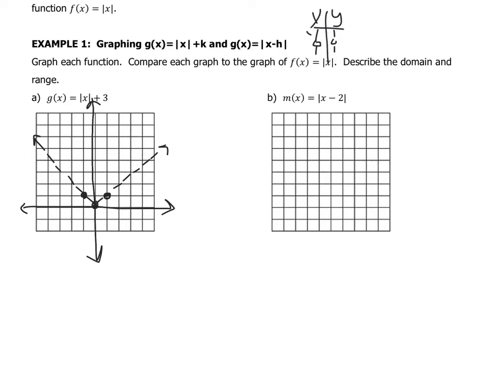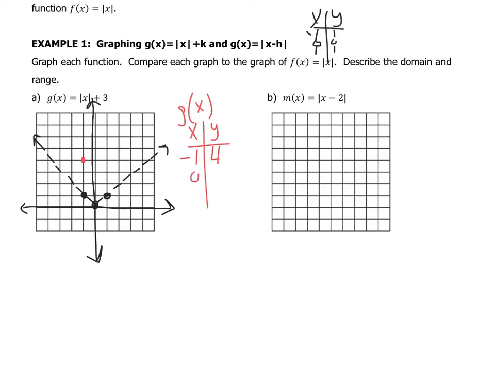So now let's do the g of x function. So the g of x function is the absolute value of x plus 3. So let's start with that same set of numbers. So if negative 1 goes in, negative 1 becomes positive 1. The absolute value of negative 1 is 1. But then I add 3. So 4 comes out. So when negative 1 goes in, 4 comes out.